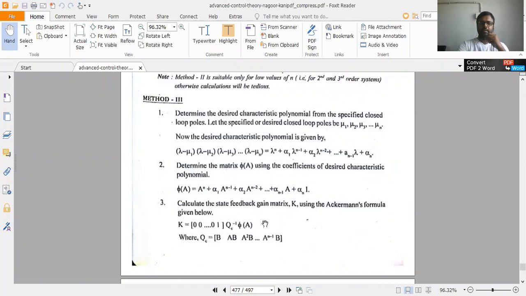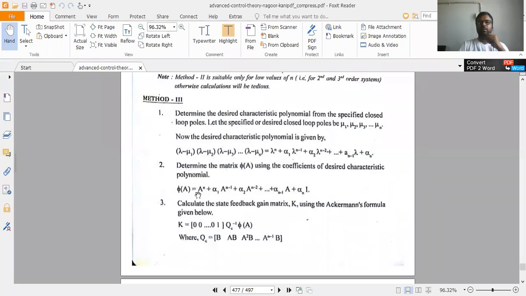Okay, so this particular equation is called Ackermann's formula. Ackermann's formula is nothing but the product of three elements. First is the row matrix, consisting of all zeros except the last value, which is 1, into the inverse of the controllability matrix, into phi of A. Here phi of A is obtained as A power n plus alpha 1 into A power n minus 1 plus alpha 2 into A power n minus 2 and so on, up to alpha n minus 1 into A plus alpha n into I.